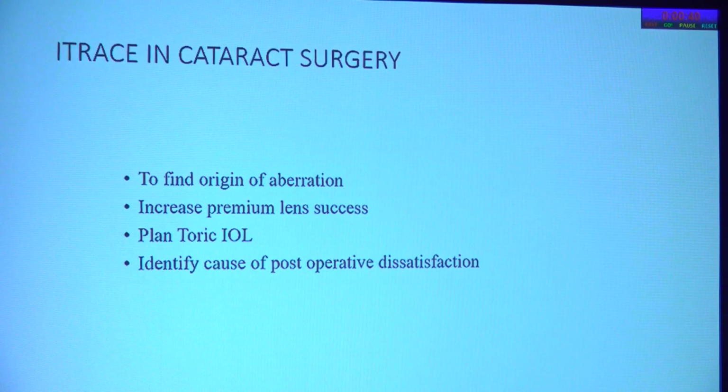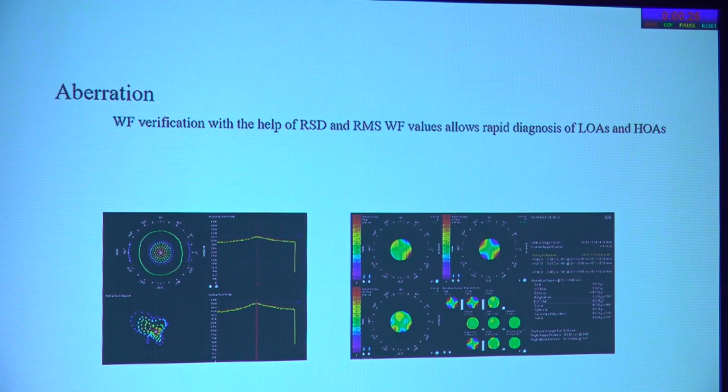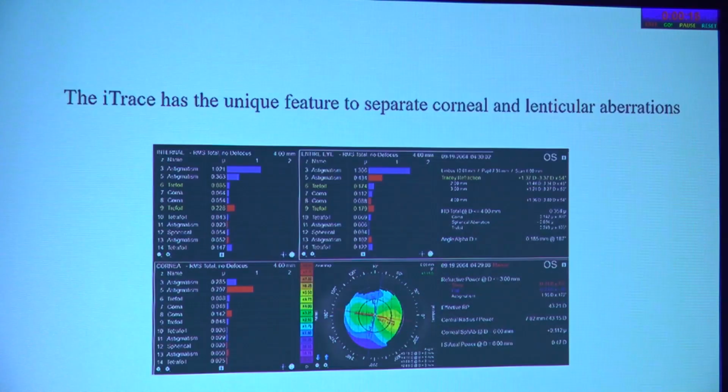Basically, iTrace works well for cataract surgery. It helps us to find the origin of aberration in an eye. It increases premium lens success, and helps in planning the toric IOL. It identifies the cause of post-operative dissatisfaction for the patient. The wavefront verification with the help of RSD and the wavefront values allows rapid diagnosis of both the lower order and the higher order aberration in a patient.